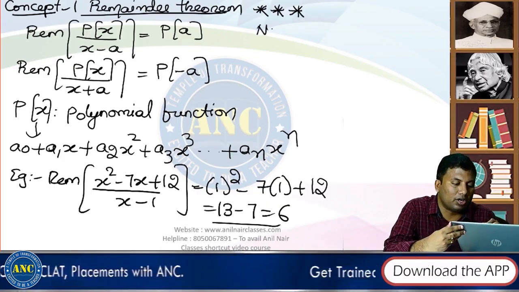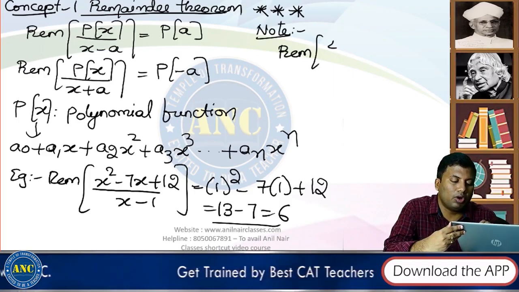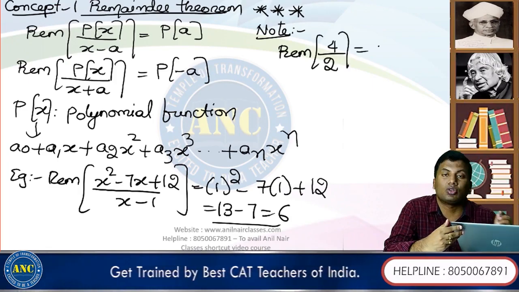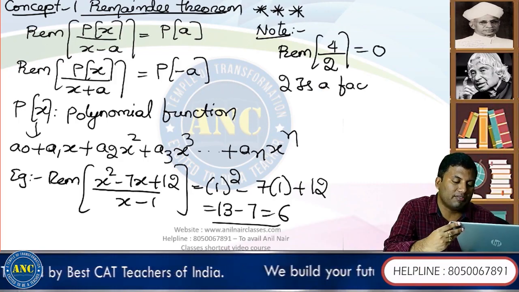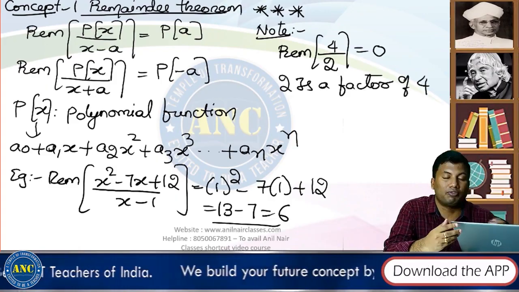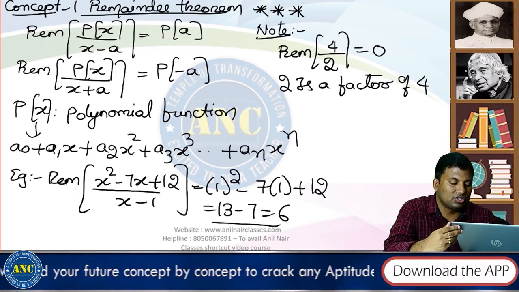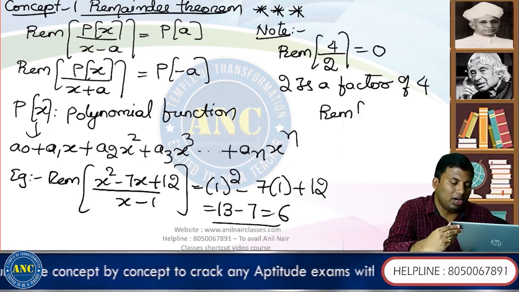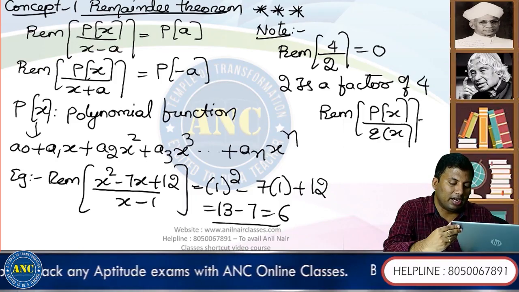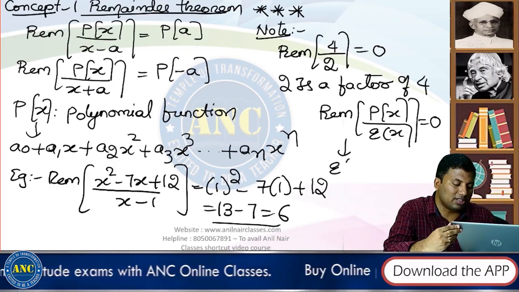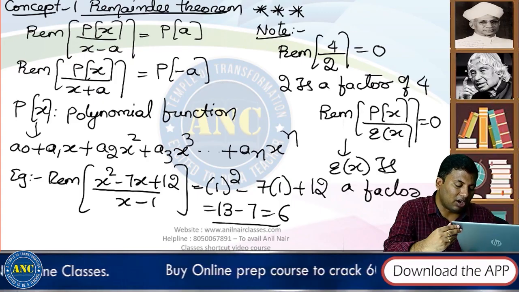Another important note: when I divide 4 by 2, 4 is perfectly divisible by 2, so the remainder will be 0. That means 2 is a factor of 4. If the remainder is 0, that means the denominator is a factor of numerator. Similarly, if a polynomial function is divided by another expression and I get the remainder 0, that means q of x is nothing but a factor of p of x.